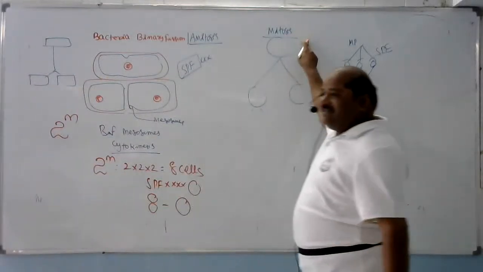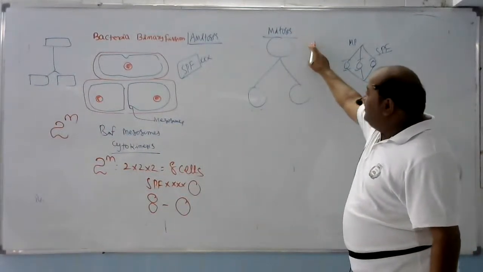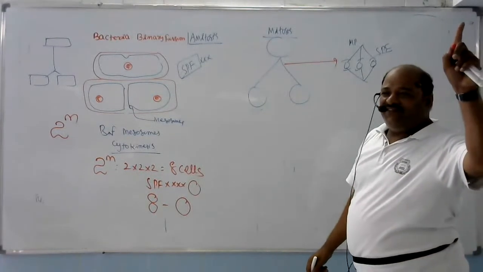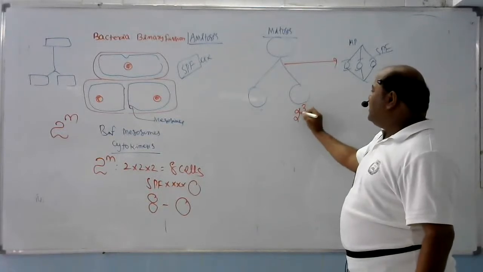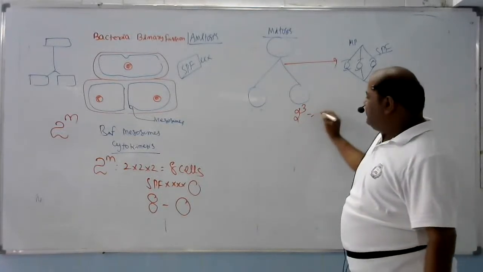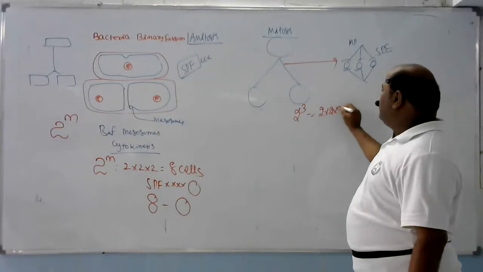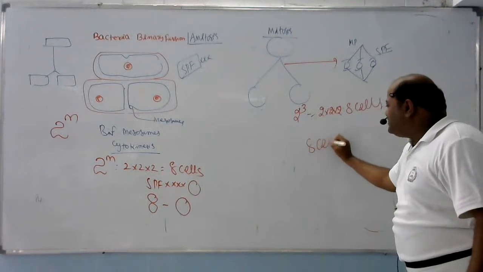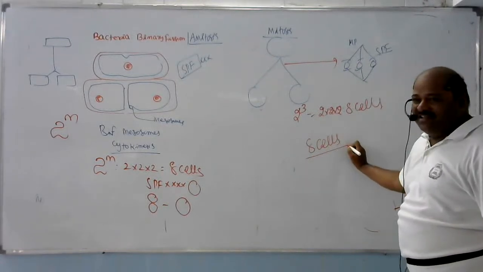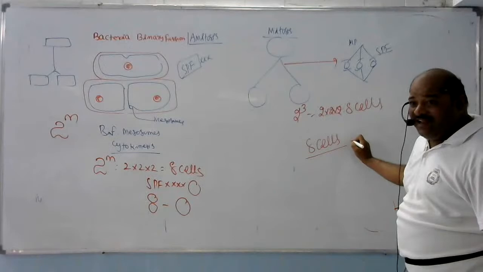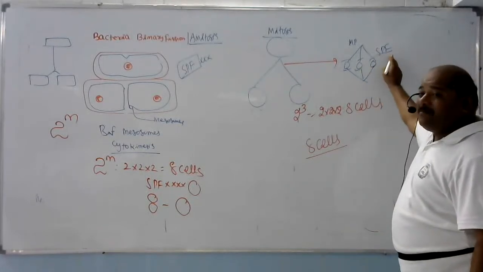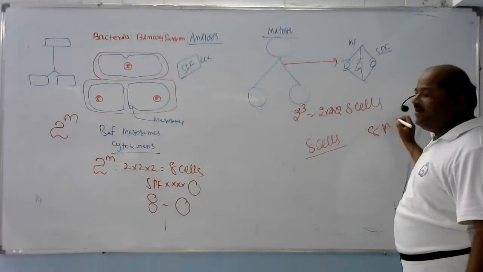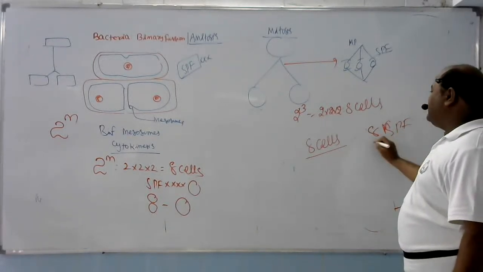In the mitosis process, for every mitosis, there is one metaphase stage. So how many mitotic divisions are there in generations here also? 2 into 2 into 2. How many cells are formed? 8 cells are formed after 3 generations. How many spindle apparatus are formed? 8 spindle apparatus are formed.